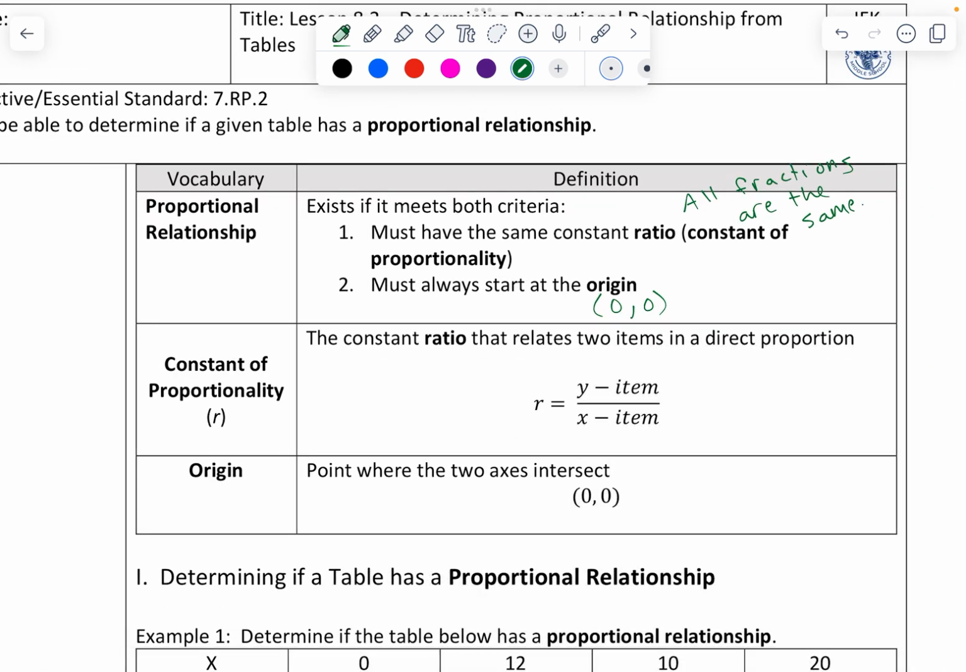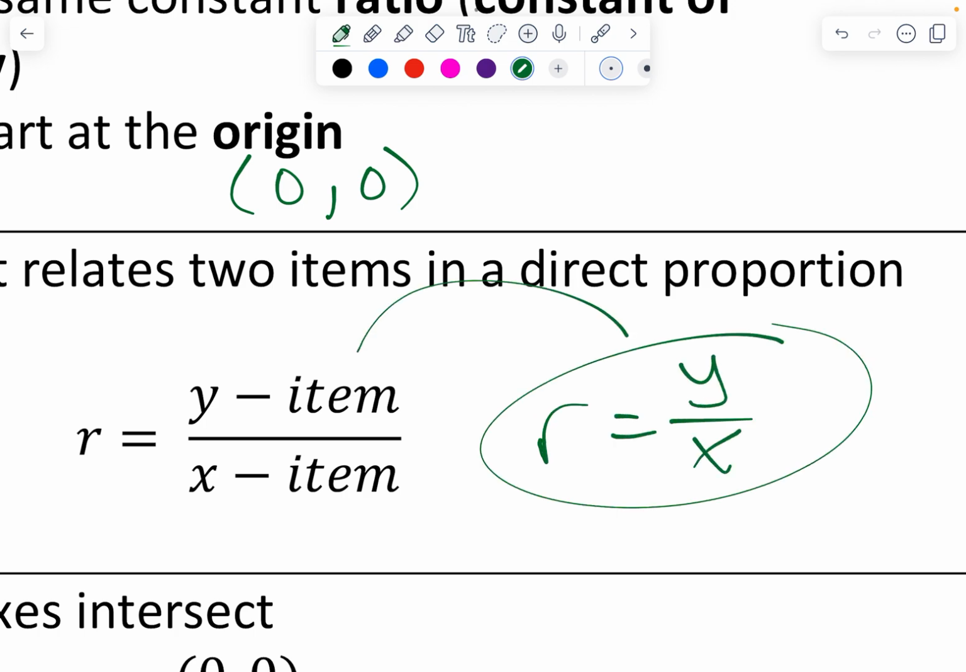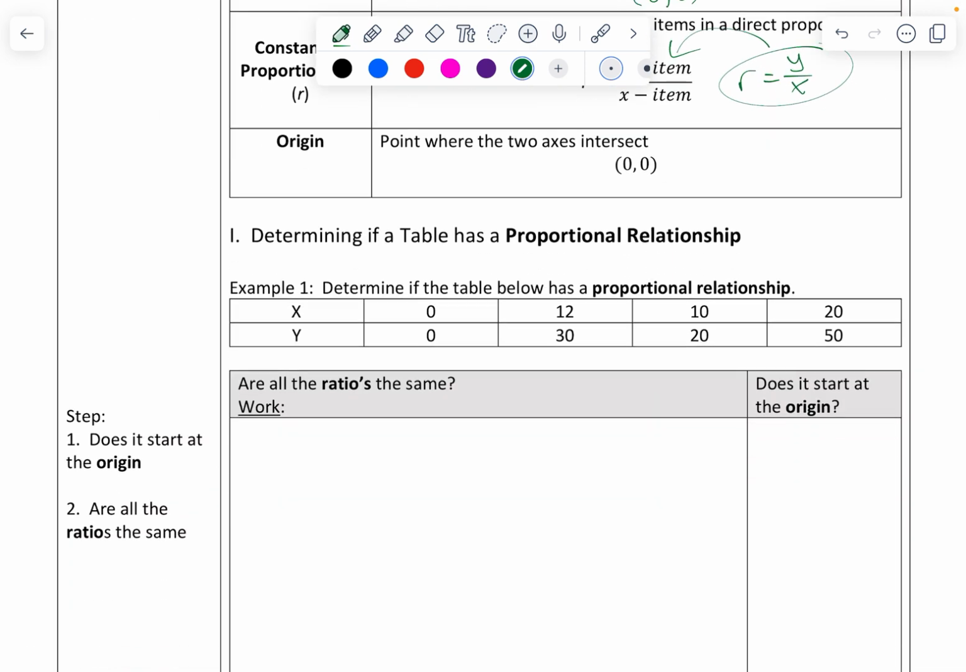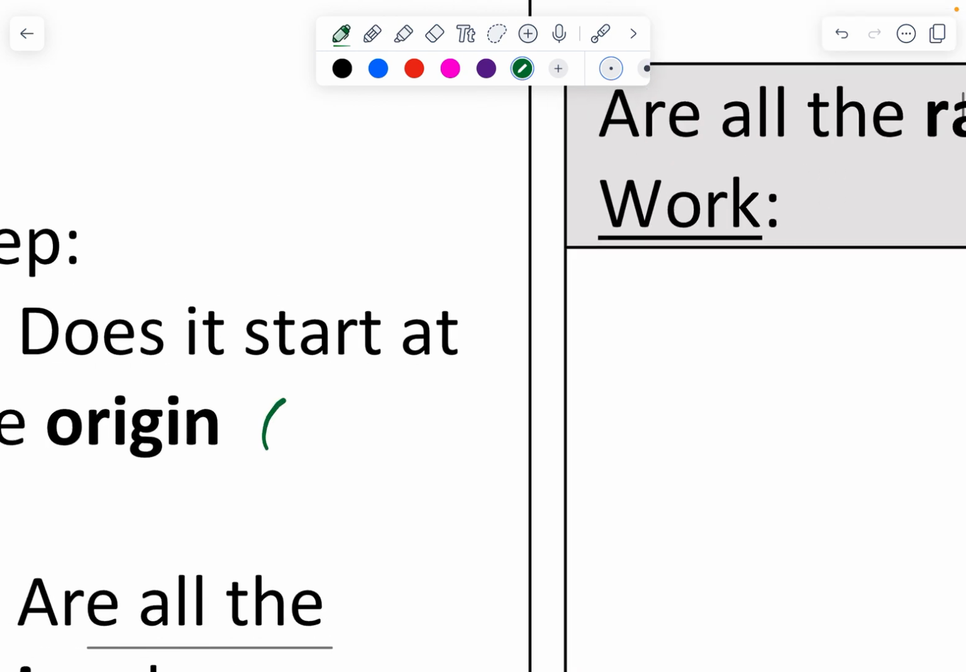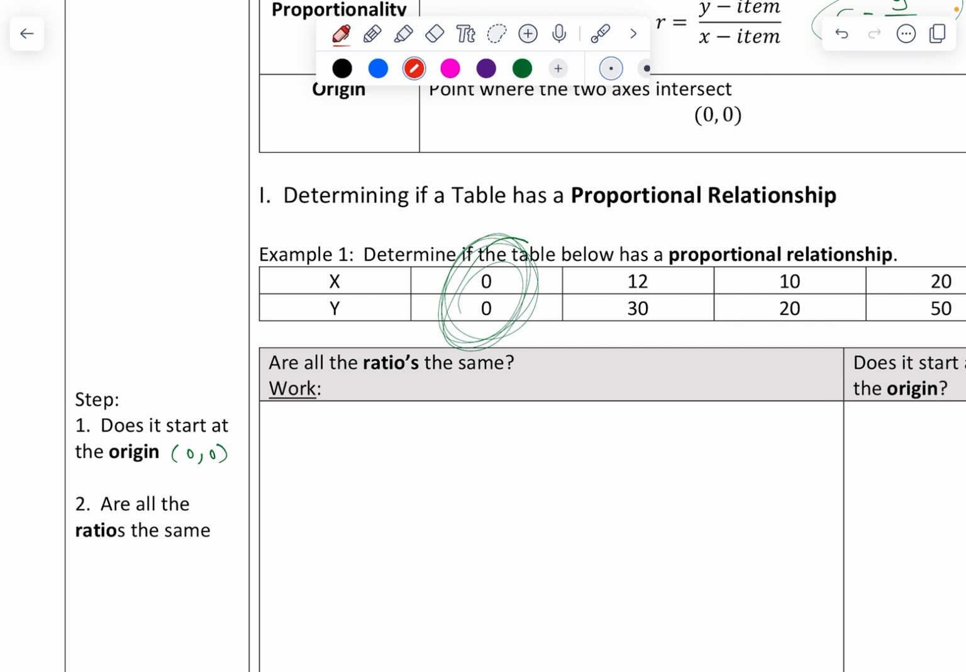So now, with that said, we've got our constant of proportionality, which is y over x. That's what this says right here, yeah? And again, our origin is just 0, 0. Okay, first things first. Does it start at the origin? Does it start at 0, 0? Or really, you're looking for, is 0 paired with 0? And yeah, it is. So hey, I don't need that.